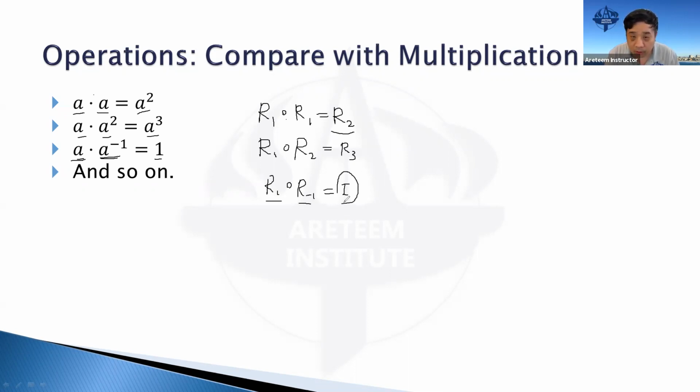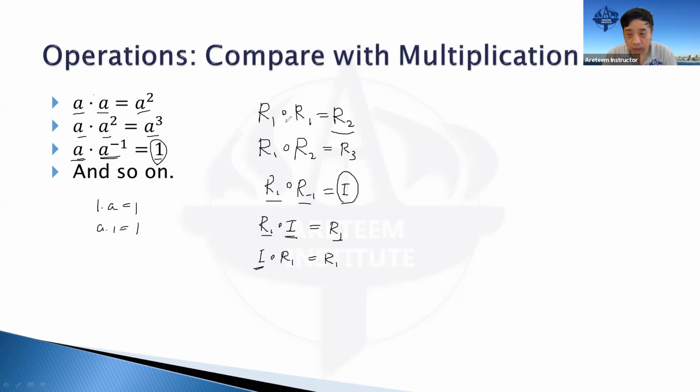And this identity, why do I call it identity? Because if you combine R1 with identity, what you get is R1. Identity is you don't do anything. So you do R1 and then nothing, of course it's R1. And it's the same the other way around. You first don't do anything, and then the next step you do R1, so of course you get R1. That's what is called the identity. Similar to multiplication, the number 1: 1 times A is A, and A times 1 is also A.